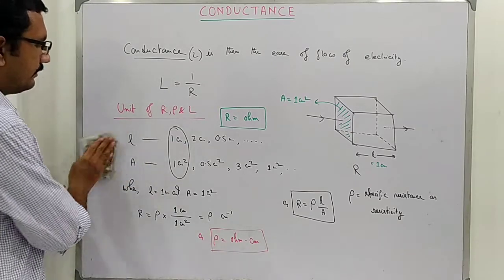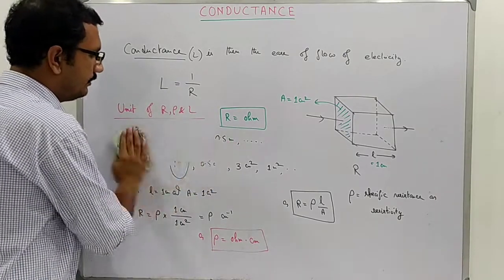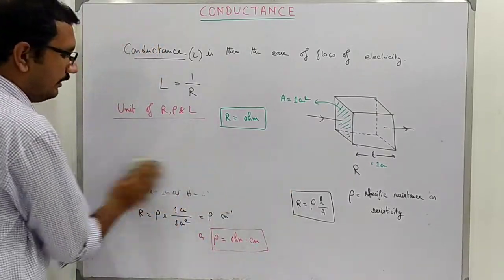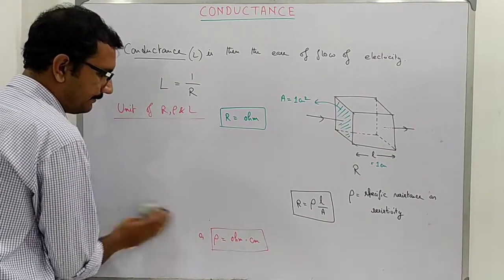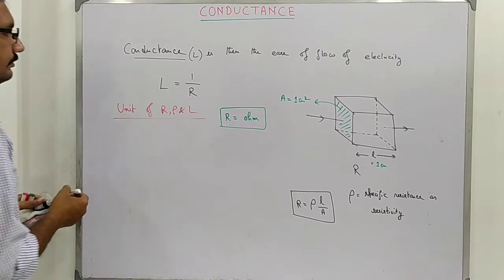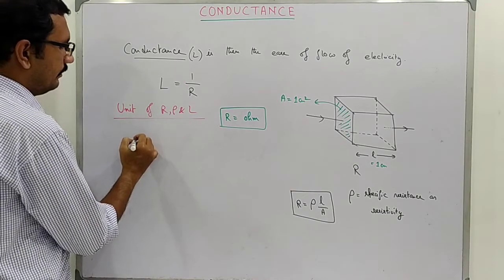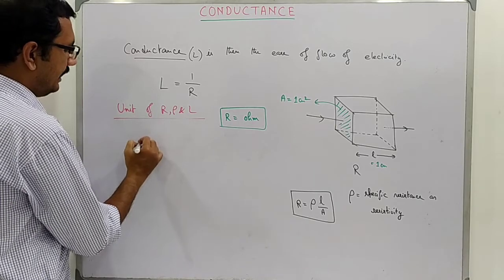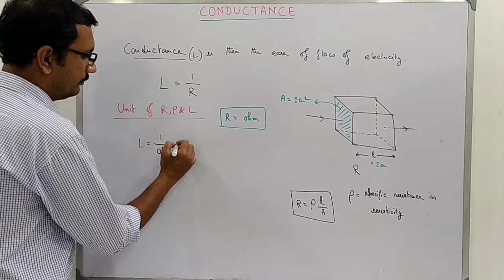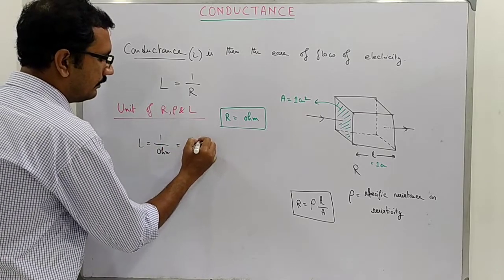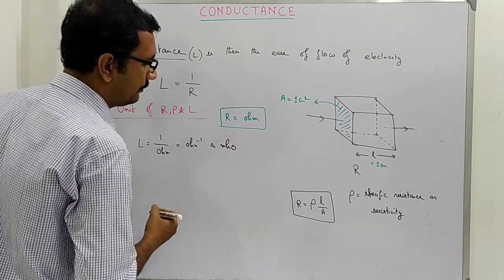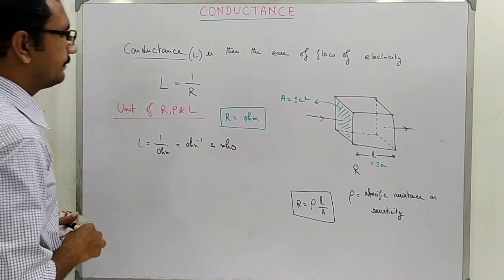Now, what is conductance? You have just heard that conductance is the reciprocal of resistance. So, its unit will be 1 by ohm. So, it is written as ohm inverse or mho. So, we get the 3 units.